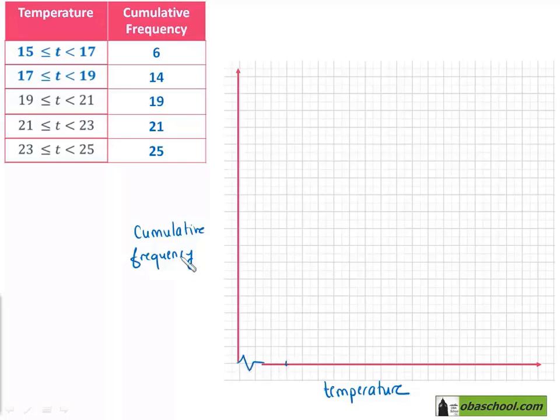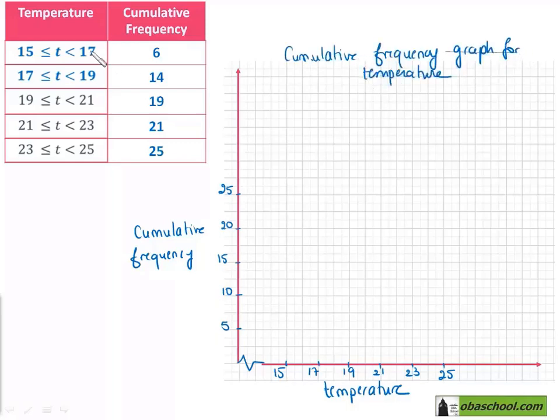And so, for the scale of the temperature, we're going to be jumping every 2, as we've said before. So we're going to move from 15 to 25. Now for the cumulative frequency, we started from 6 to 25. So we're going to jump also on a scale of 5. The title of this graph is going to be Cumulative Frequency Graph for Temperature.